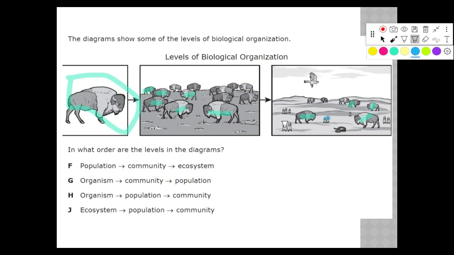These look like gophers, maybe. This looks like a snake right here. And then up here you have an eagle, it looks like, flying. And so you're seeing three different levels of organization. So in what order do you see them here in these pictures or in this diagram?